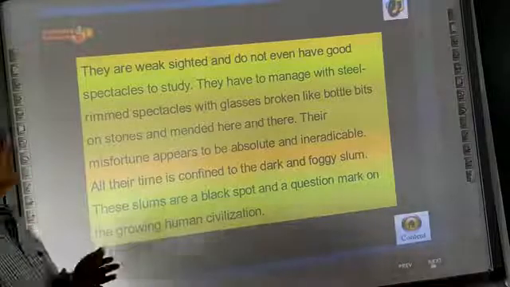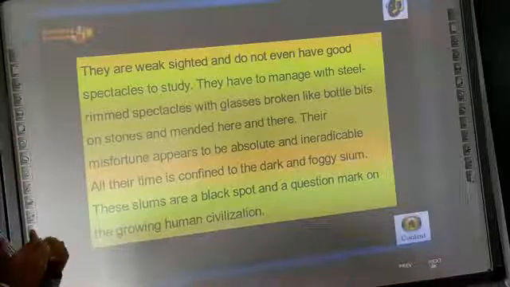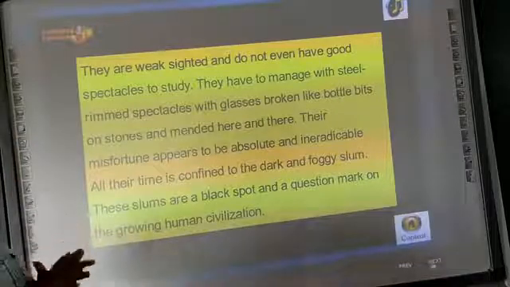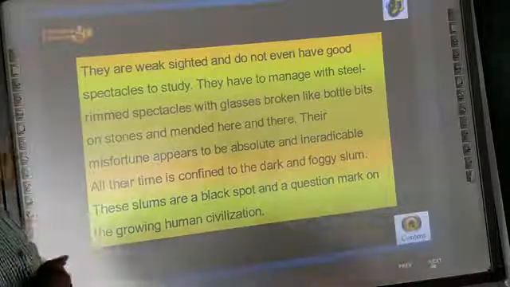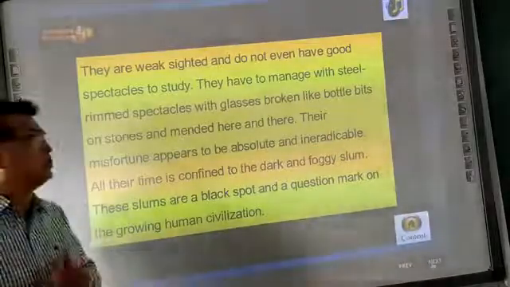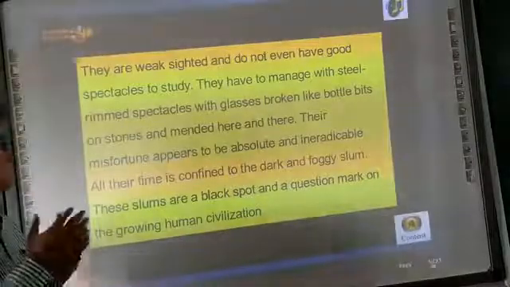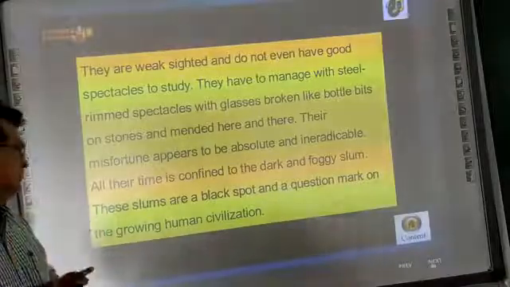They are weak-sighted and do not even have good spectacles to study. They have to manage with spectacles with glasses broken like bricks on stones and mended here and there. So they can't afford to buy new spectacles. Then misfortune appears to be absolute and ineradicable.